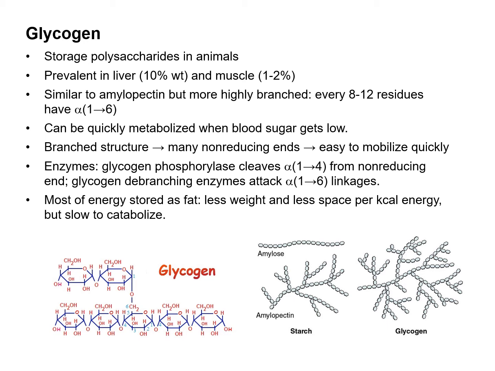blood sugar gets low. And the fact that it has branched structures means that it has many non-reducing ends, the old ends of the branches, and that also means that it's easy to mobilize quickly. The enzymes involved in the breakdown of glycogen are glycogen phosphorylase, which cleaves the alpha 1,4 linkages from the non-reducing end, and glycogen debranching enzymes, which attack the alpha 1 to 6 linkages too.